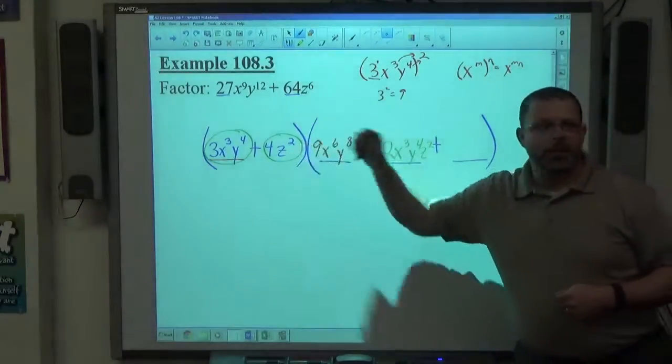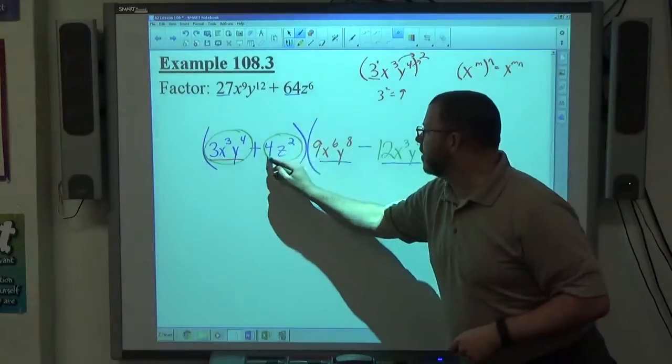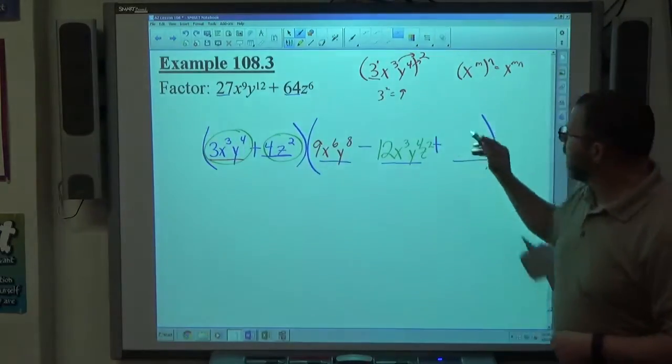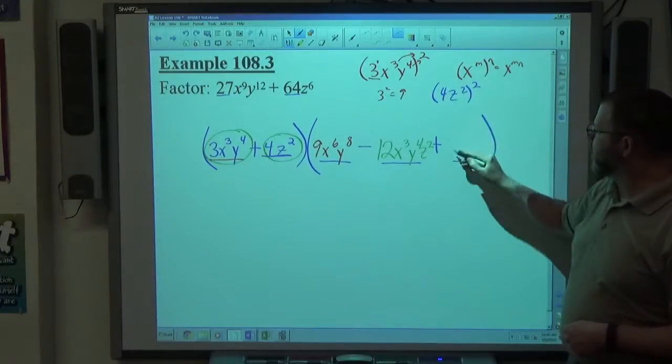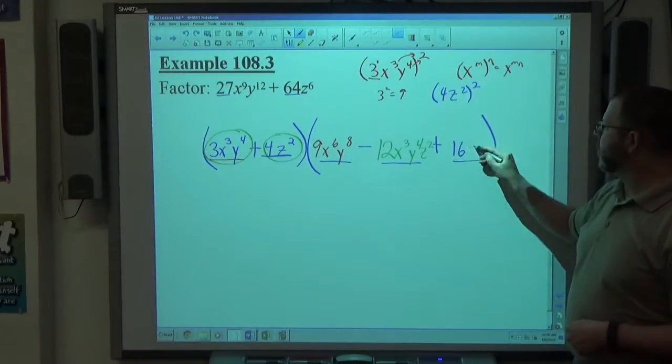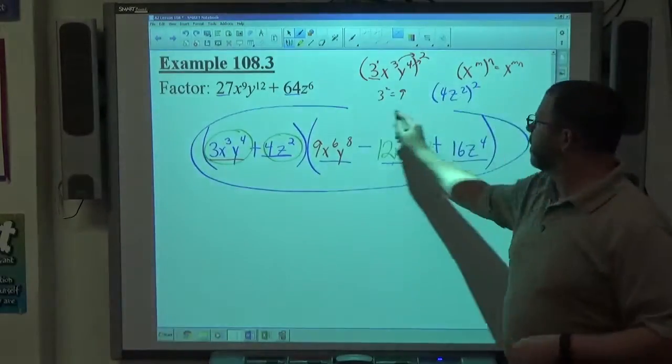Opposite sign of the original sign. And then finally, this last object is whatever this is squared. So again, this is 4z squared, squared. 4 squared is 16. Z squared, squared is z to the 4th. And that is our final answer.